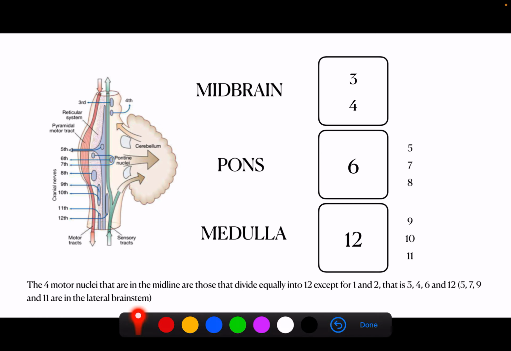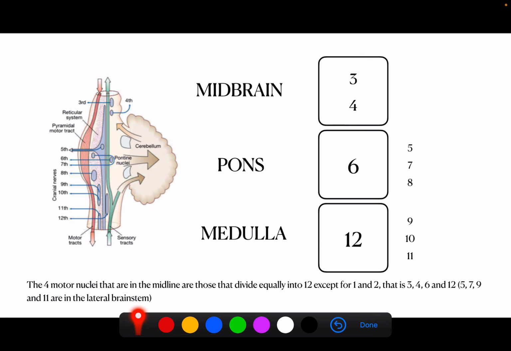So here, there's the anatomy of our brainstem. In the midbrain, there are the 3rd and 4th cranial nerves. In the pons, there are the 5, 6, 7, 8 cranial nerves. In the medulla, there are the 9, 10, 11, and 12 cranial nerves. So we need to memorize that. Okay, so here, I draw the diagram for that brainstem to make it clear.